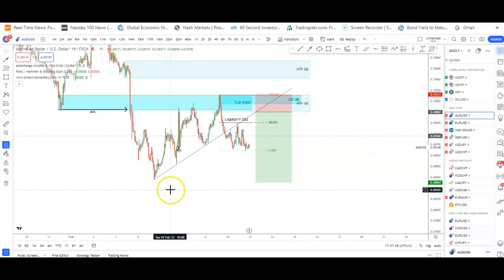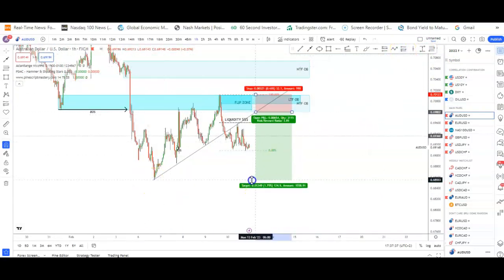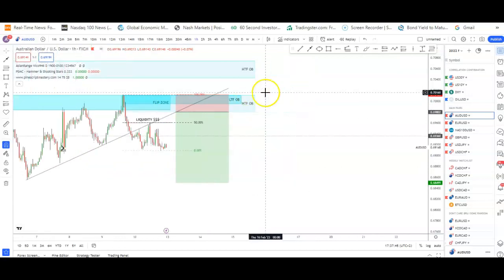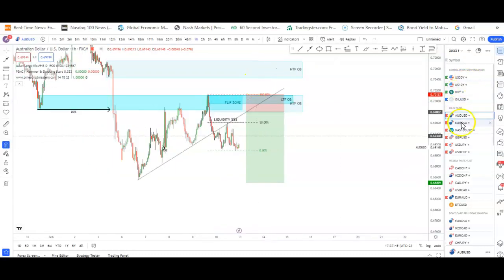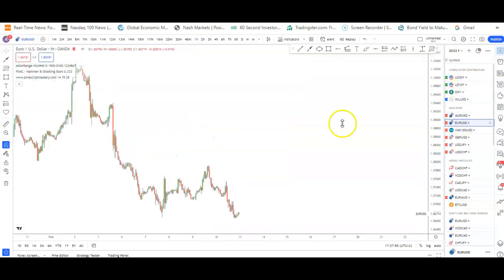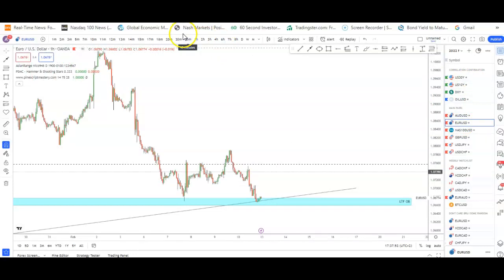Target. You can target this low right there for 1 to 4, but obviously we're not going to be using that SL. We're going to wait for the confirmation entry and obviously have a 5 to 10 pip SL or smaller.